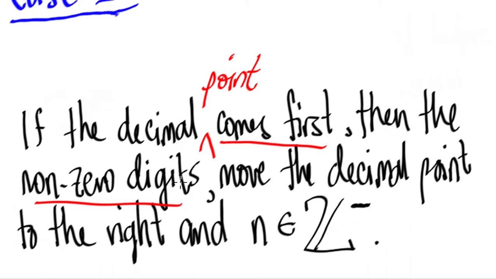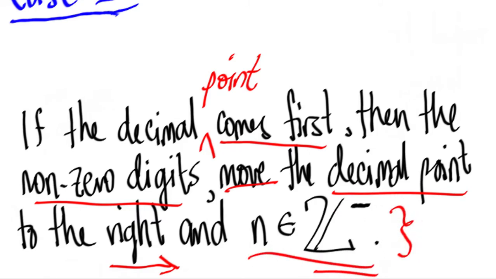So what will we do if this happens? We will move the decimal point to the right now. Okay, going to the right. So look at the arrow here. So right is here. And then n is a negative integer. n must be negative. Okay, so it must be a negative integer.